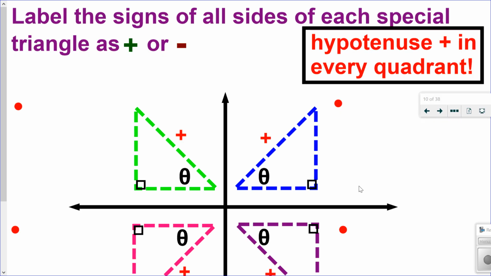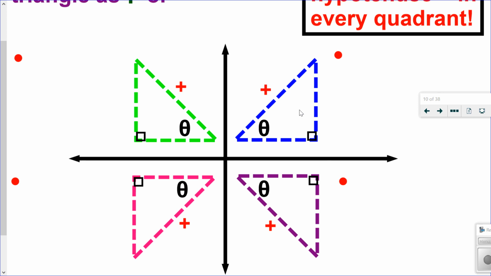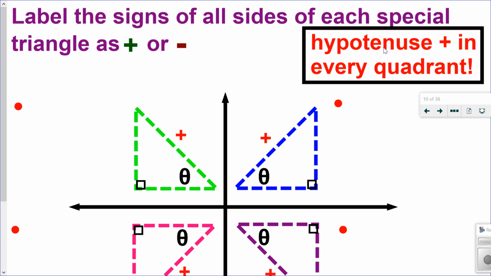Okay, I just want to reiterate what we've done so far, and we're going to look at all of the sides of the special triangles. If I place a triangle and separate it away from the x-axis, we can label all the sides. Let's imagine any triangle in general that I could place in quadrant 1, 2, 3, or 4. Hypotenuse, notice, is positive in every quadrant.